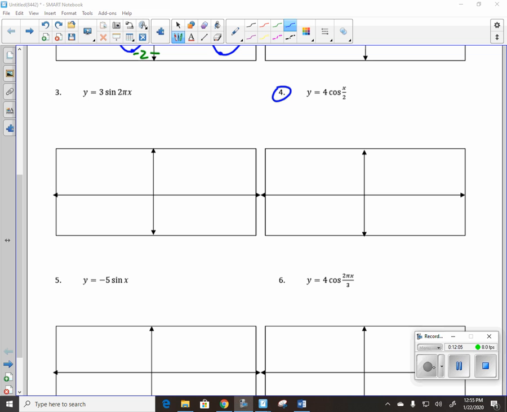Let us try a different one. We have 4 cosine of x over 2. 4 cosine of x over 2. What's different about this one? Cosine graph. We'll consider that in a second.